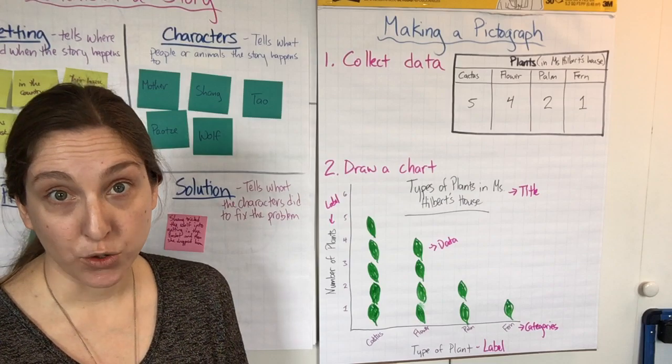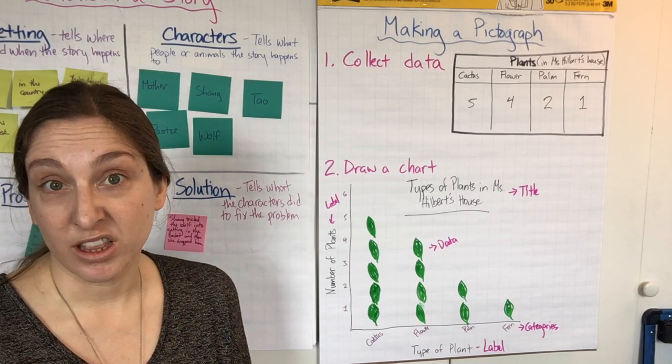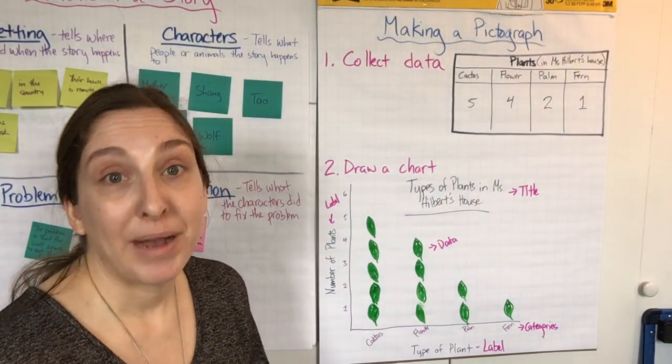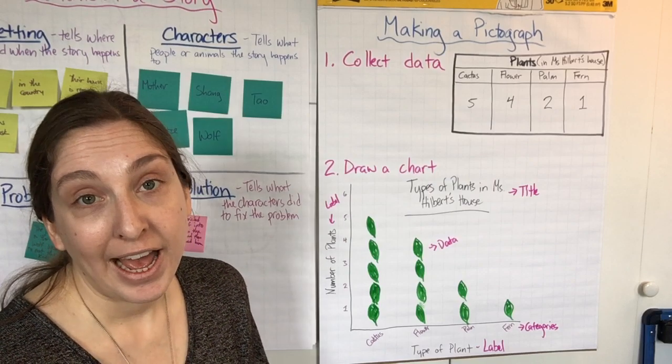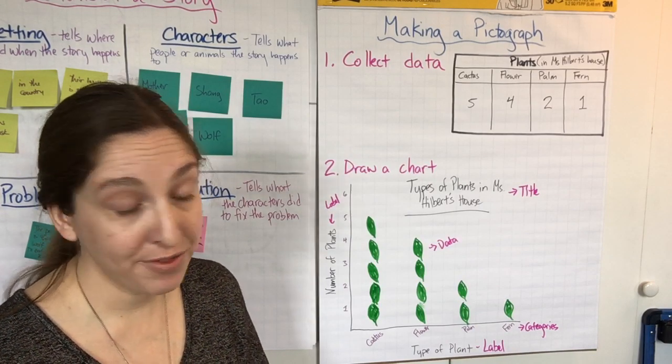Now when we do a pictograph, we use pictures to show the data. So I decided to draw a leaf to show one plant. By looking at the leaves, I can see how many of each category of plant I have in my house. All I have to do is count them.